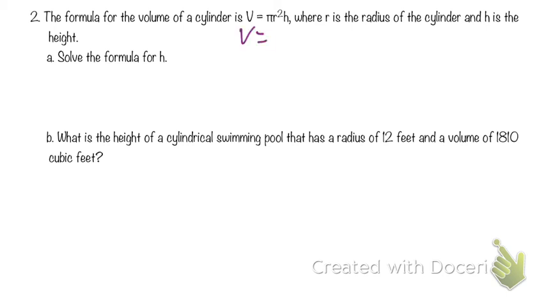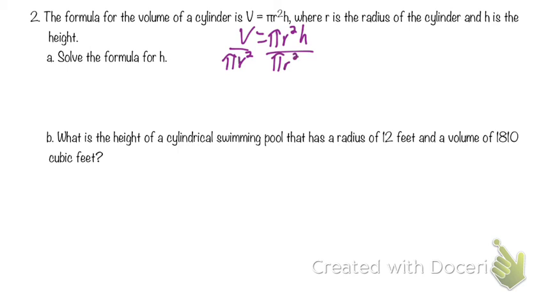We have V equals pi r squared h. Solve for h. Well, what's happening with h? That's the question I always ask you guys. What's happening with our variable? It's being multiplied. How do we undo multiplication? Divide. So we know we're going to divide. Question now, divide by what? Pi r squared, because that's what's multiplying with h. You divide by whatever is multiplying with it. In this case, it's pi r squared.